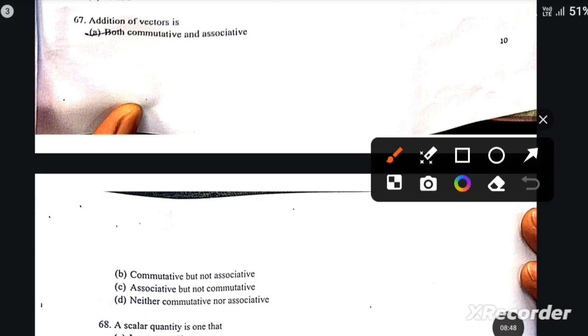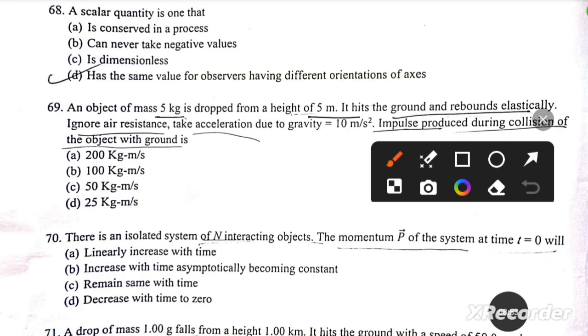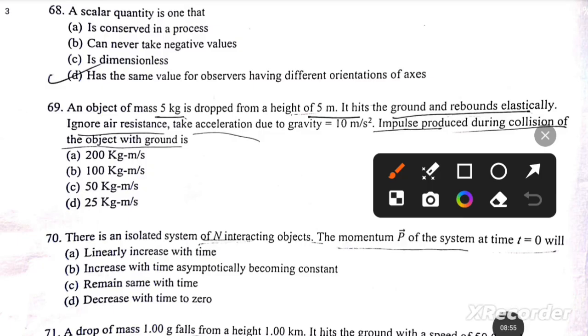Addition of vectors is both commutative and associative. A scalar quantity is one that has the same value for observers with different orientation of axes. Then impulse produced during collision of the object with the ground is 100 kg. Then there is an isolated system of interacting objects. The momentum of the system at t equal to 0 will remain the same.